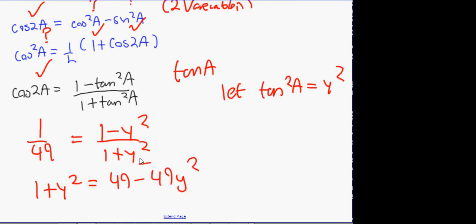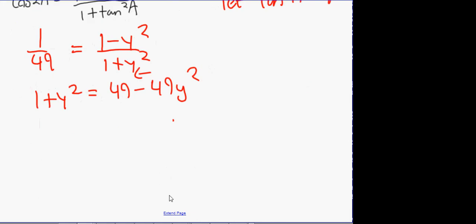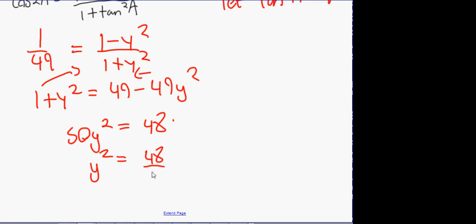Move the 49y squared over to your side. And what I'm going to get here is this. I'm going to get 50y squared. Move the 1 over to the other side. And what do I get here? 49 minus 1? 48. y squared equals 48 over 50. What's the square root of 48 over 50?